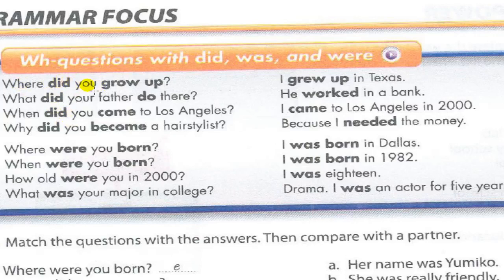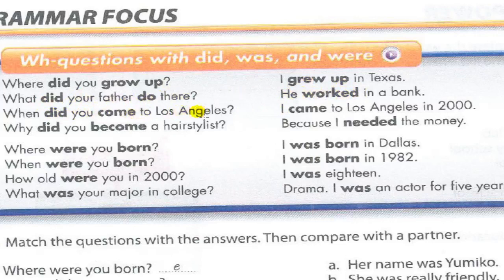Did is the auxiliary, you are the subject, grow up is the main verb. Where did you grow up? I grew up in Texas. Grew is an irregular verb: grow up, present; grew up, past. What did your father do there? He worked in the bank. Worked, with ED.